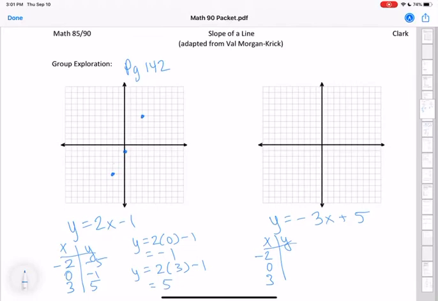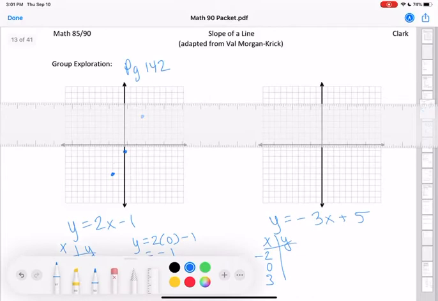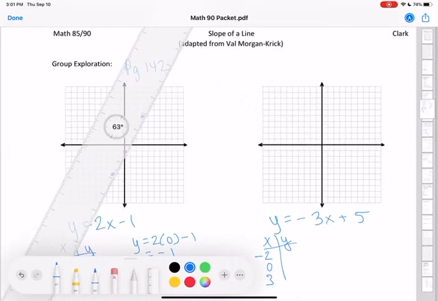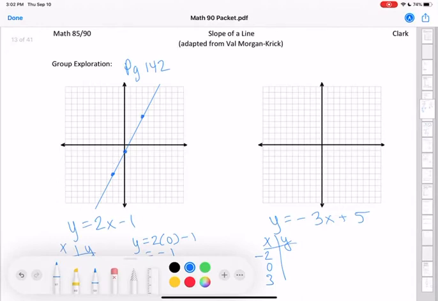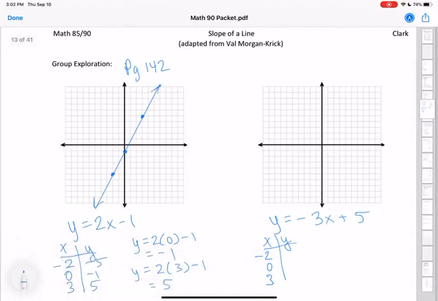If you end up with a triangle, that's not good. Sometimes you get triangles. That means that you made a little error. So don't end up with a triangle. Let me connect my dots. All right, and then we'll go ahead and do the other one.